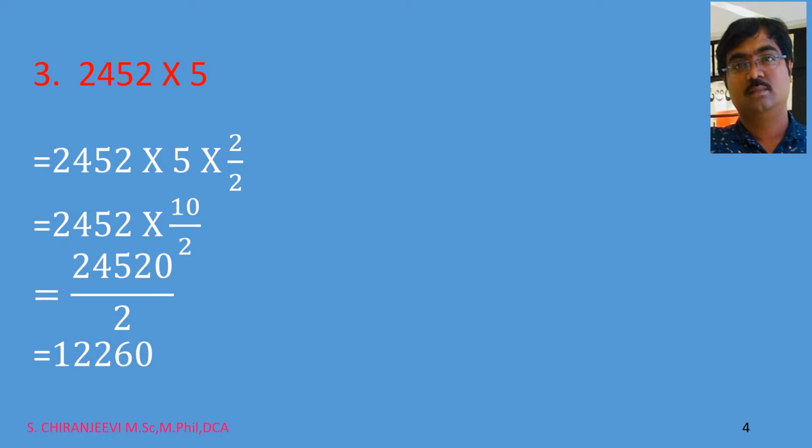So multiplication of 5 into 2 will become 10. So multiplication of 10 into any number is very easy. And dividing it by 2 is also very easy.